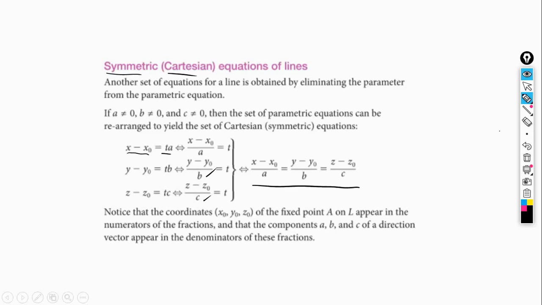Now, notice that the coordinates x sub 0, y sub 0, and z sub 0 are of the fixed point A on L, and they appear in the numerators of the fractions, and the components a, b, and c of a direction vector appear in the denominators of these fractions.